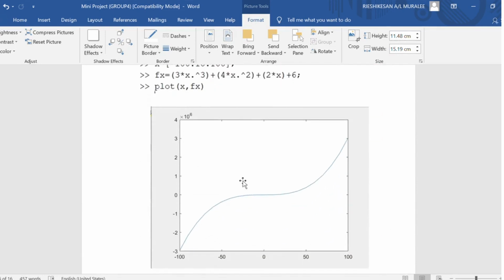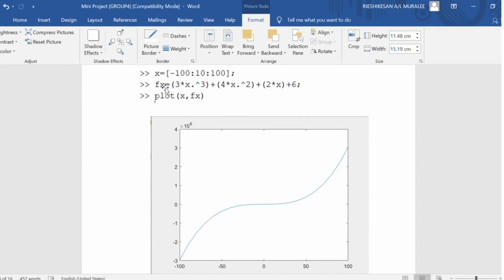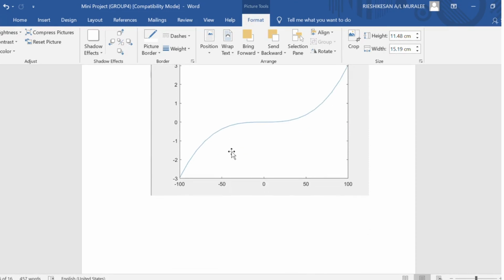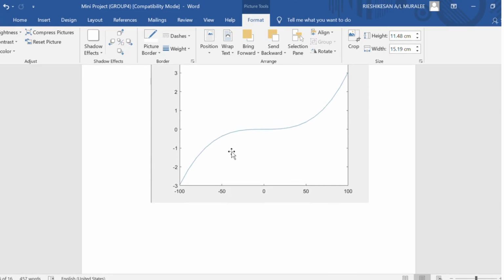And finally for 100 points, the vector is from negative 100 to 100 with step 10. The function is still the same. To execute the graph, plot(x, fx). So this is the graph for 100 points.